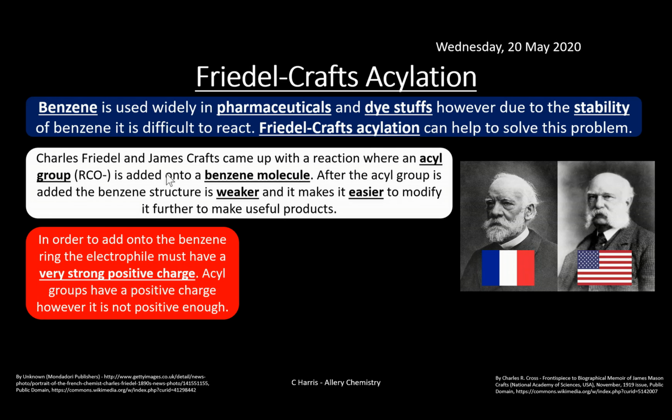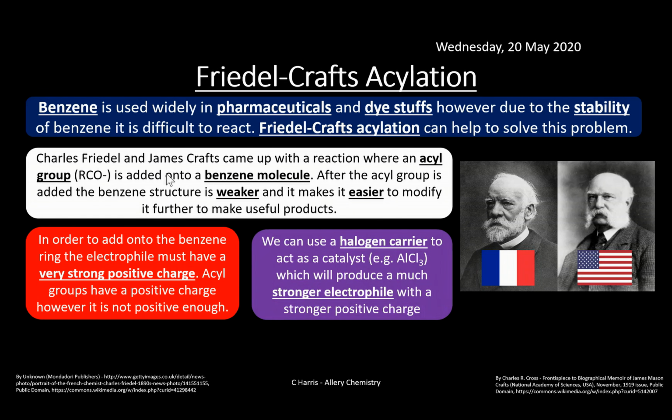So what we must do first is a preparatory step, and we must prepare a very strong positive charge, basically a carbocation, to actually attack this benzene ring for the acyl group. So it must have a proper positive charge. So we must conduct a reaction first.